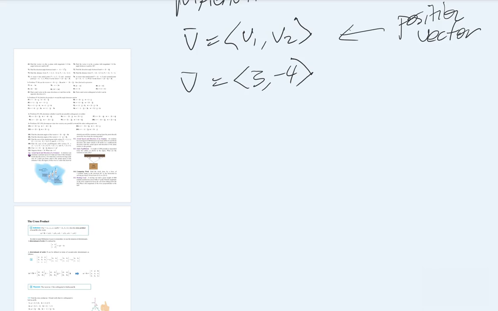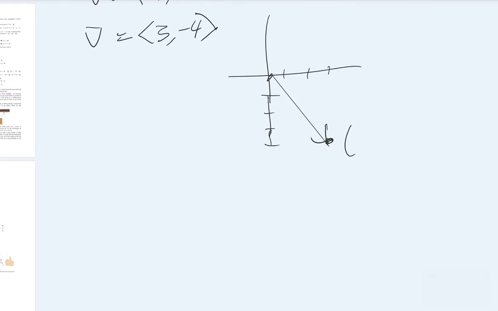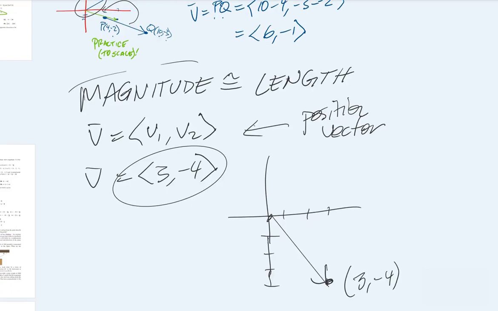All right. So if you draw that in a plane, 1, 2, 3, down 1, 2, 3, and then 4. Then when you draw this vector 3, negative 4, it ends at the point 3 comma negative 4. Okay, but as a vector, we're going to write it with the greater than and less than signs. All right. So that's that. So let's go back to what the magnitude of a vector is.